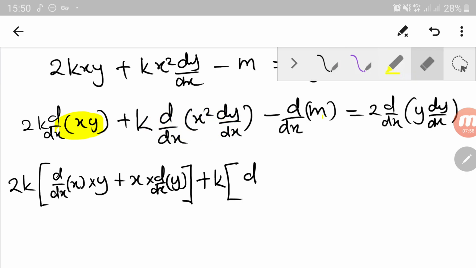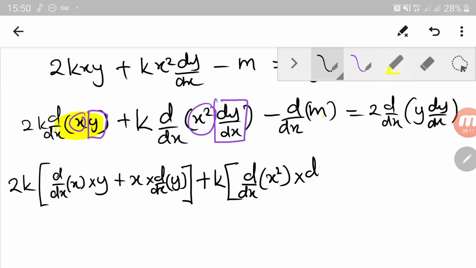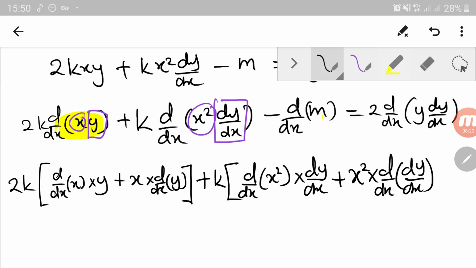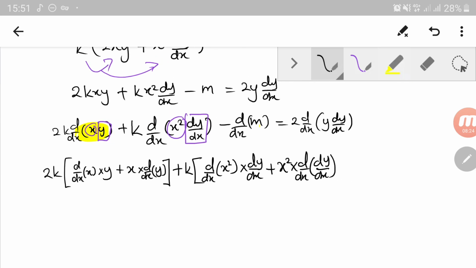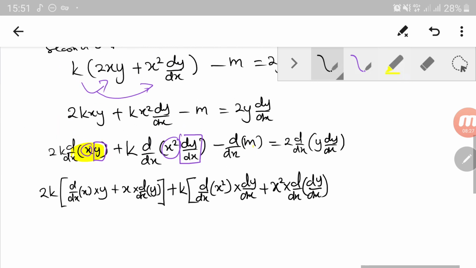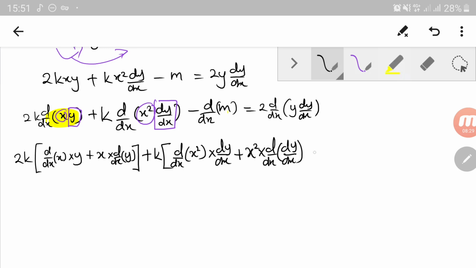This one also the same thing. This one we use product rule. So what should we do? We differentiate the first one, multiply the second one, plus the first one multiply the differentiation of the second one with respect to x. Okay, so I zoom in and out, because it's getting longer.